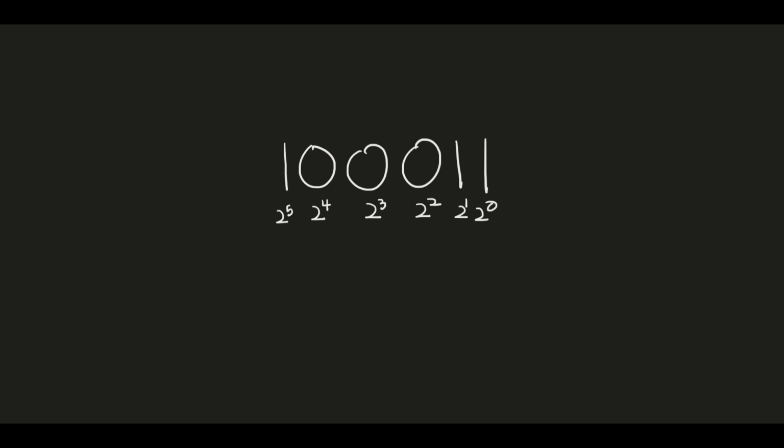2 to the power of 5 is 32. 2 to the power of 1 is just 2. And 2 to the power of 0 is just 1. Adding these up, 32, 2, and 1 would get us 35. And this tells us that our conversion was accurate.